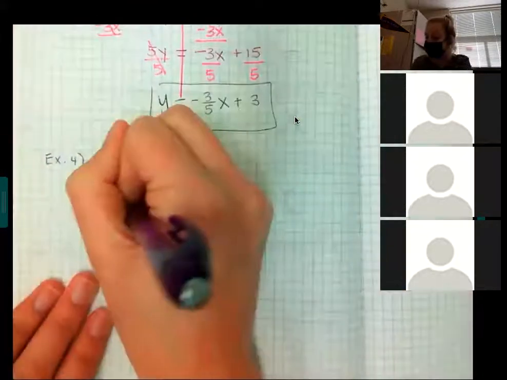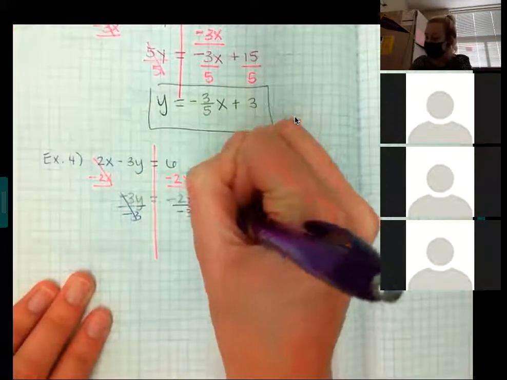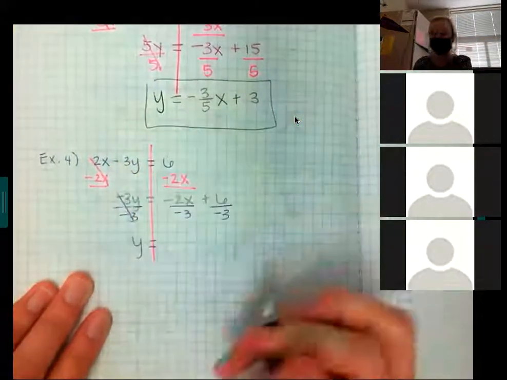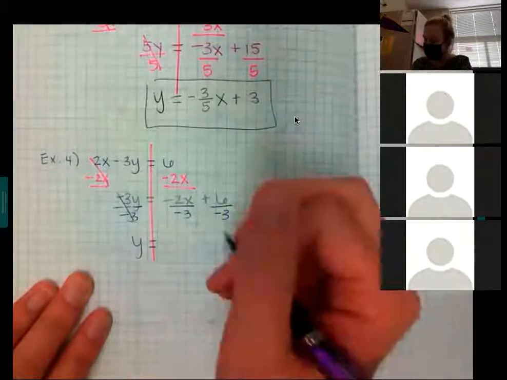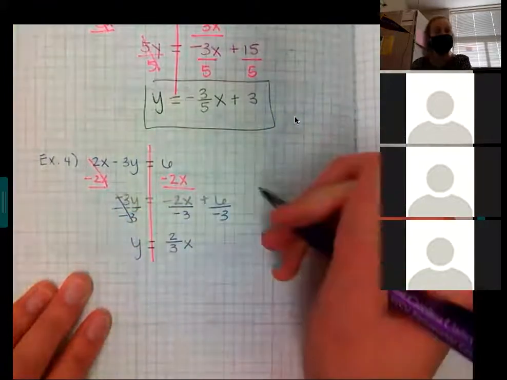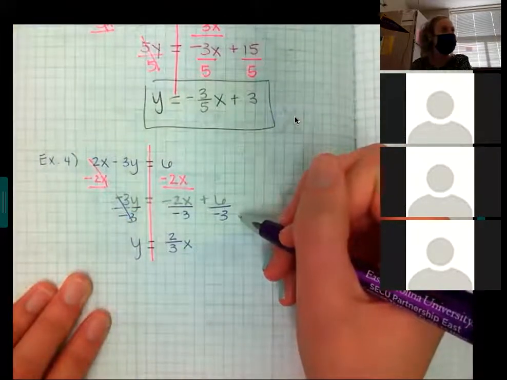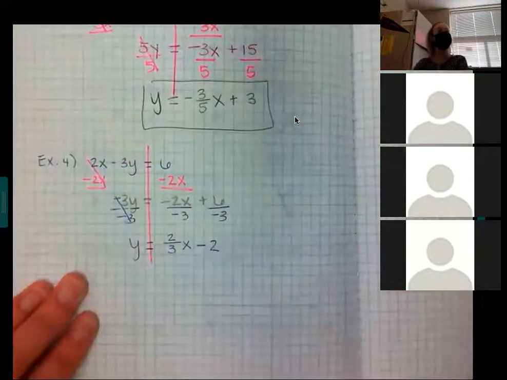Now from here, I liked what I saw. Almost everybody divided by -3. Very good. So do you guys agree this is y equals? What happens with the negatives right here? They cancel and become positive. So that's 2/3 x, right? Minus, what's positive 6 divided by -3? Minus 2. Good. Did you guys graph it?